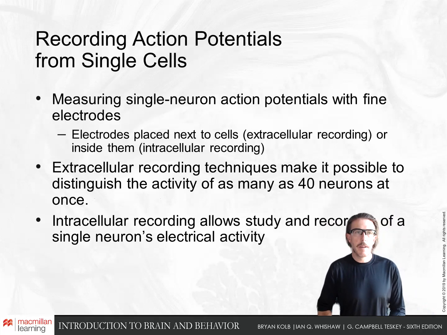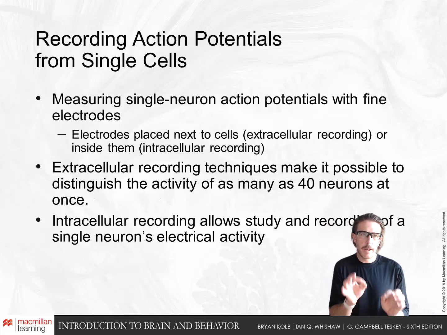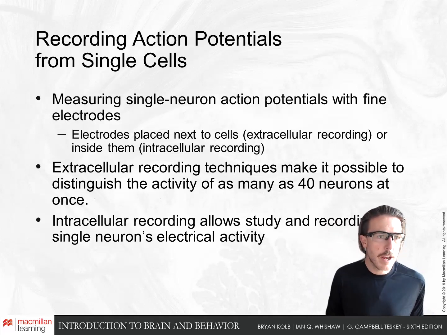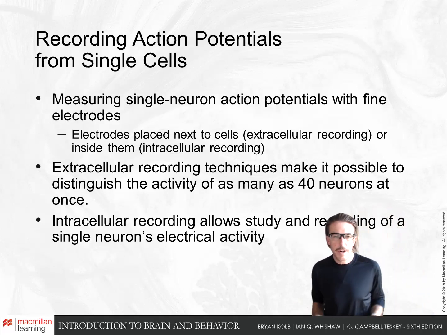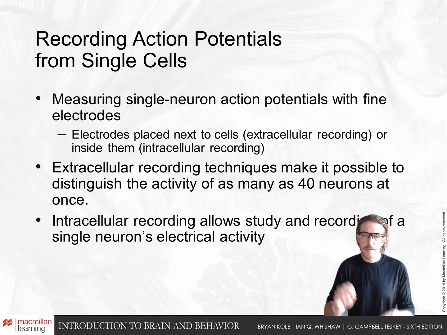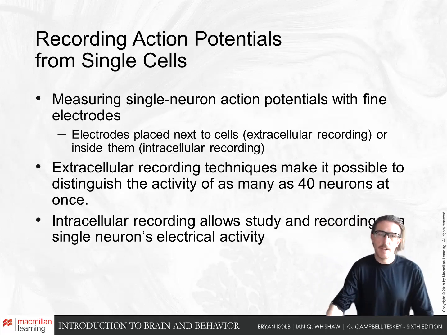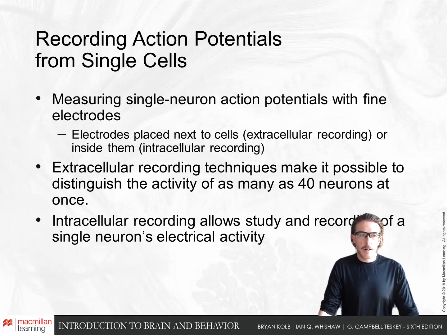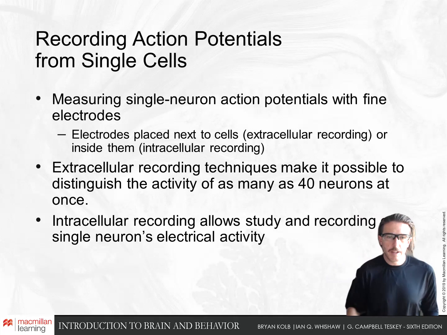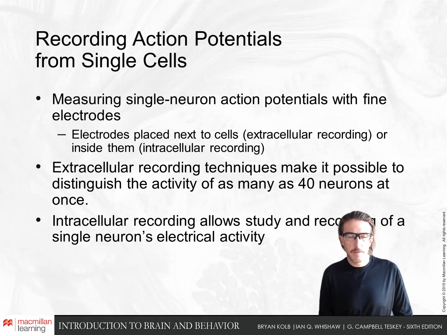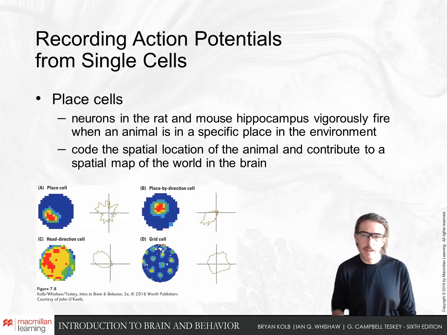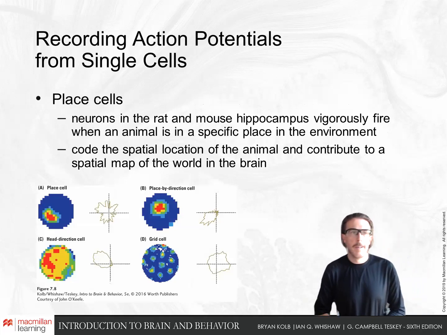We can record action potentials from single cells by placing fine, microscopic electrodes down into the inside and outside of cells, or into the extracellular space around cells. We can use these techniques to even distinguish as many as 40 neurons in a local area, all firing, and see when different ones fire at different times. We can also measure intracellularly to isolate a single neuron and study when it fires and when it doesn't, and how that relates to its ongoing resting membrane potential.